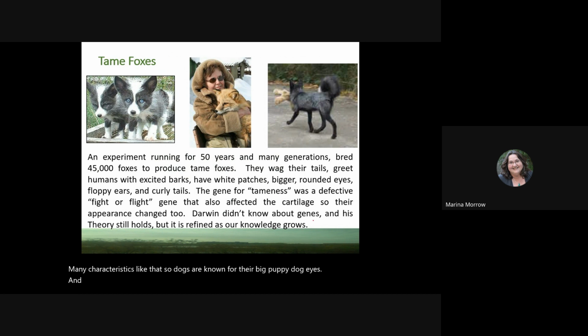So anyway, Darwin didn't know about genes, but now we can explain some of what's going on with the genes. So the theory still holds, but it does get refined as our knowledge grows.